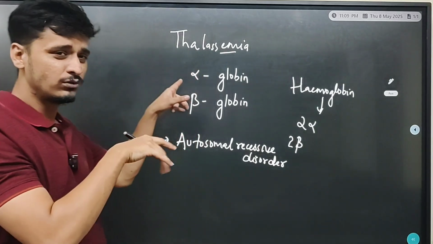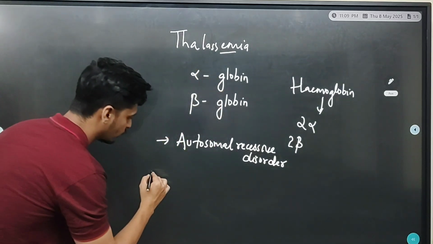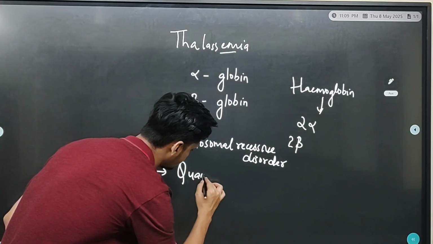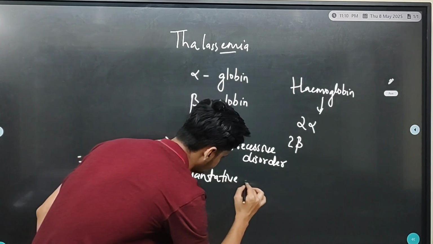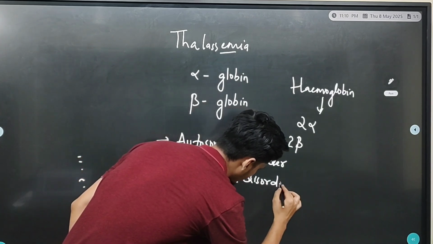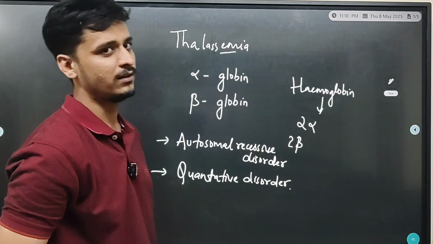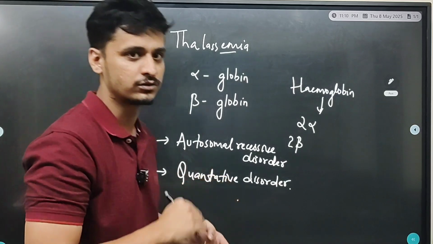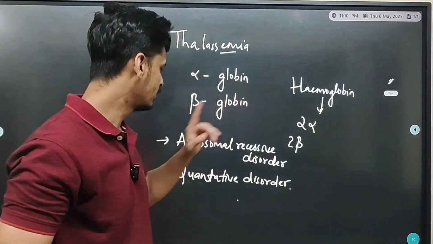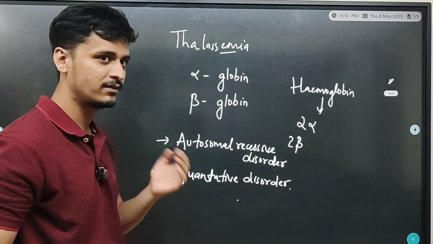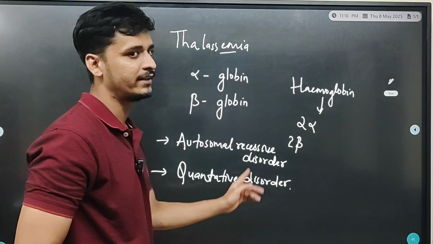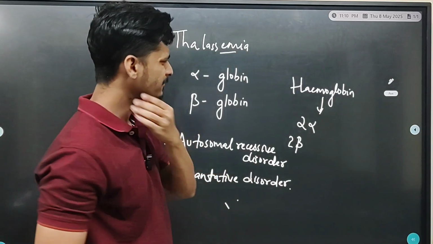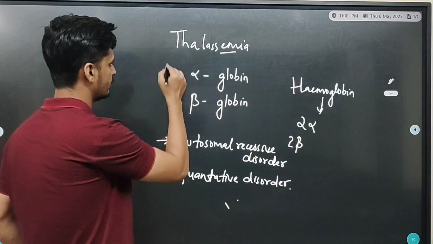So it is similar to sickle cell anemia, but here the quantity of RBC is reduced, so they are quantitative disorders. In both sickle cell anemia and thalassemia, production of RBC is affected. But in sickle cell anemia, the quality is reduced, so it is a qualitative disorder. In thalassemia, the quantity of RBC is reduced, so it is known as a quantitative disorder. And this quantity is decreased by mutation.